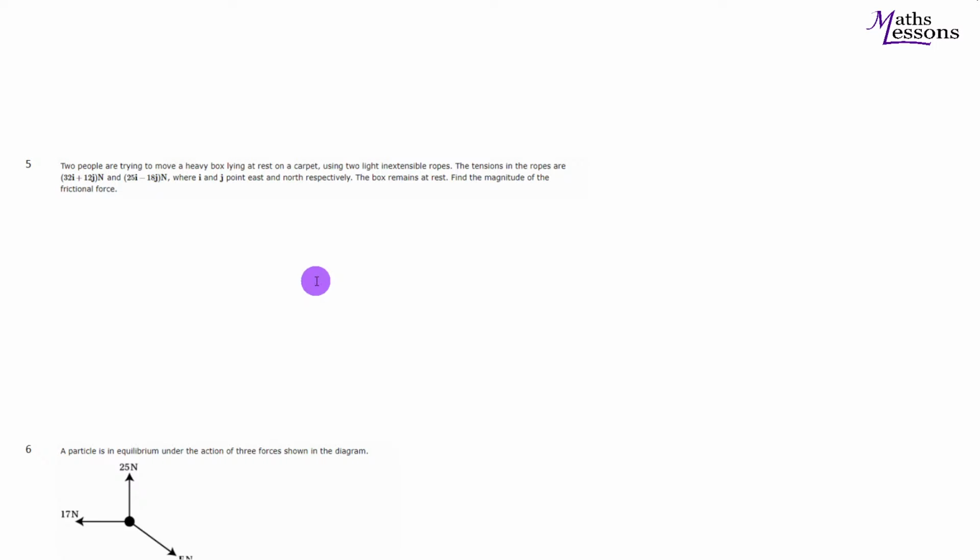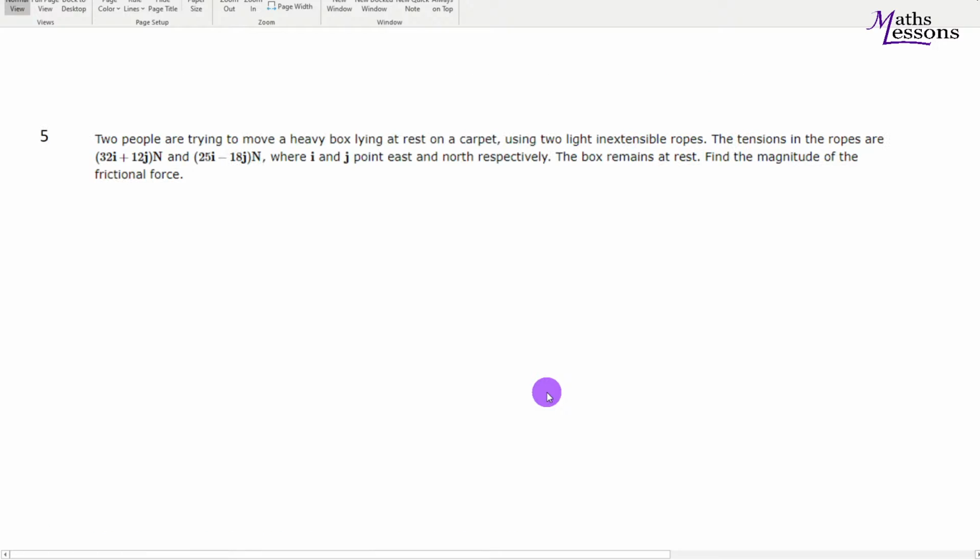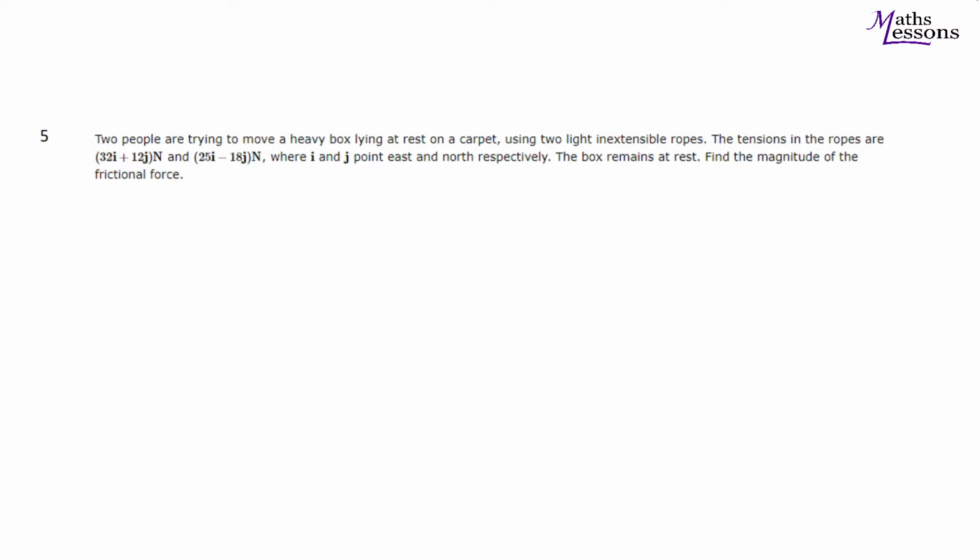Right, I'm going to miss out that question. We'll just zoom in a bit. Maybe not that much. And we'll do question 5 here. Two people are trying to move a heavy box lying at rest on the carpet using two light inextensible ropes. The tensions in the ropes are such, here and here. I and J point east and north respectively. The box remains at rest. Find the magnitude of the frictional force. I think you can do this in 60, but I'll give you 2.